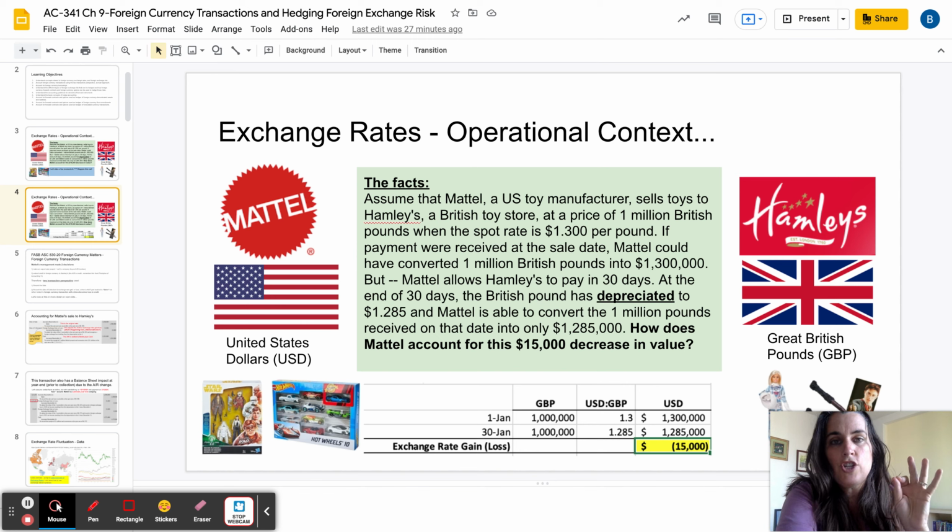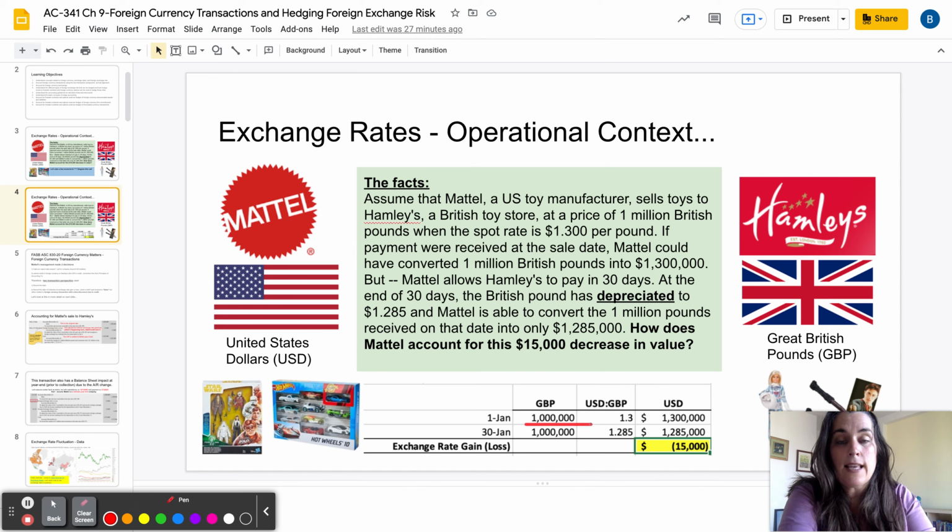The transaction is on January 1st, the actual sale of the goods. The goods are valued in British pounds at £1,000,000 on January 1st. The exchange rate on that date is 1.3, and notice it's a direct exchange rate, meaning 1.3 USD to 1 British pound. So we multiply a million times 1.3 to value this transaction in USD at $1,300,000. I have a whole separate video about that exchange rate math, so please refer to that video if any of it is unclear.